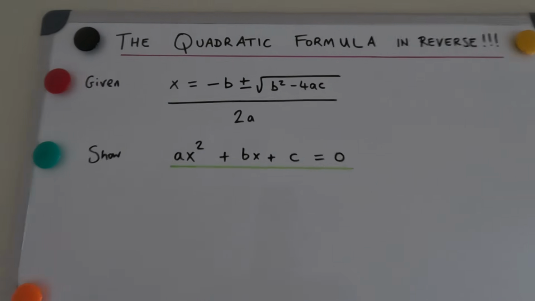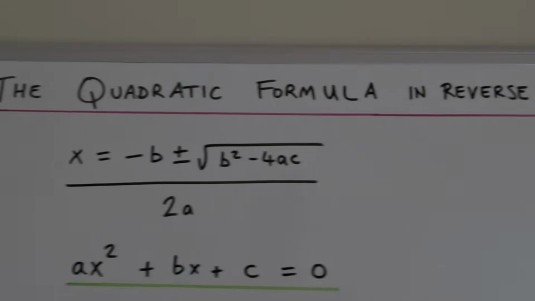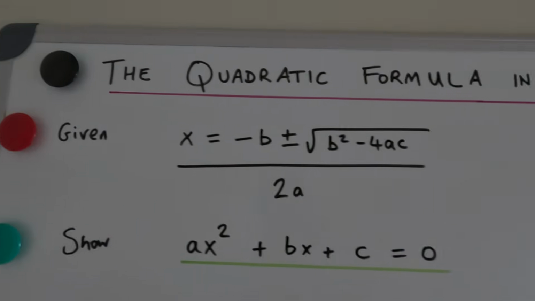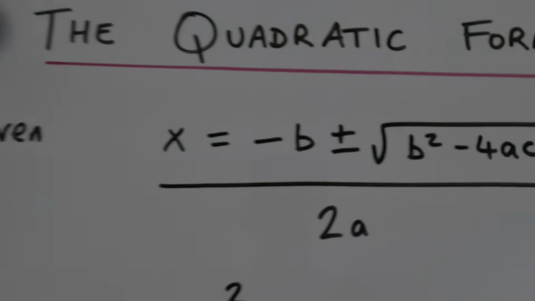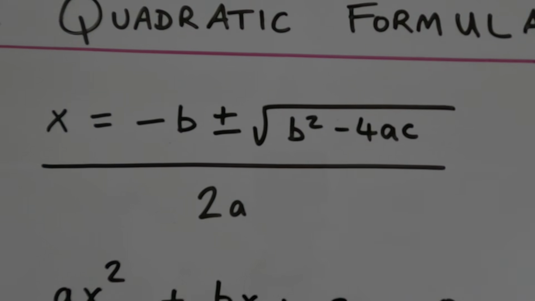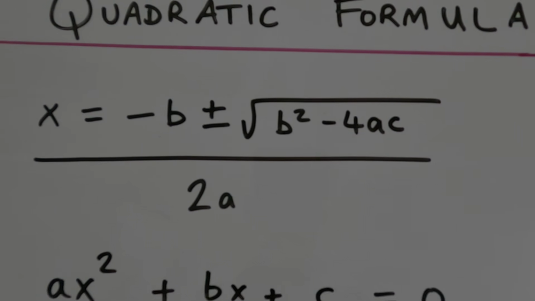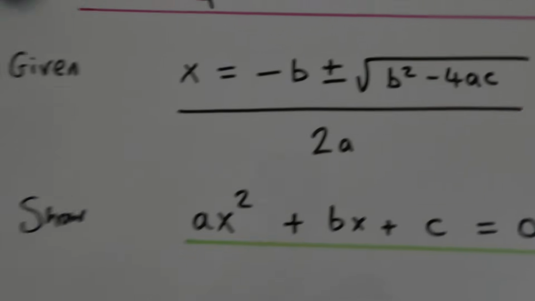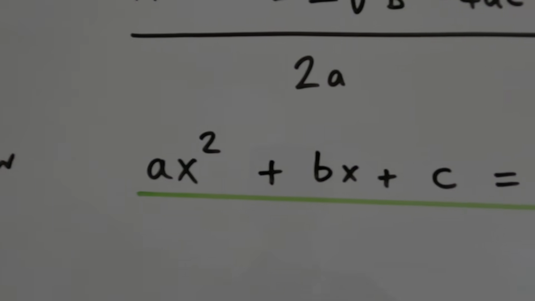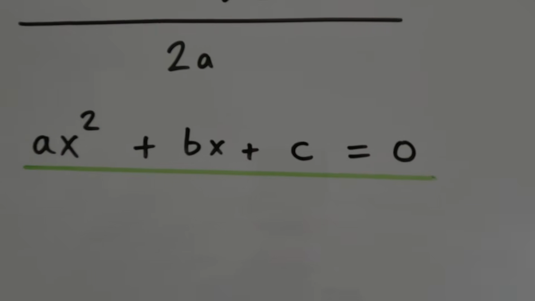In this video we're going to look at the quadratic formula in reverse. So we're going to say that given the quadratic formula, which is x equals minus b plus or minus the square root of b squared minus 4ac all over 2a, show that ax squared plus bx plus c equals naught.